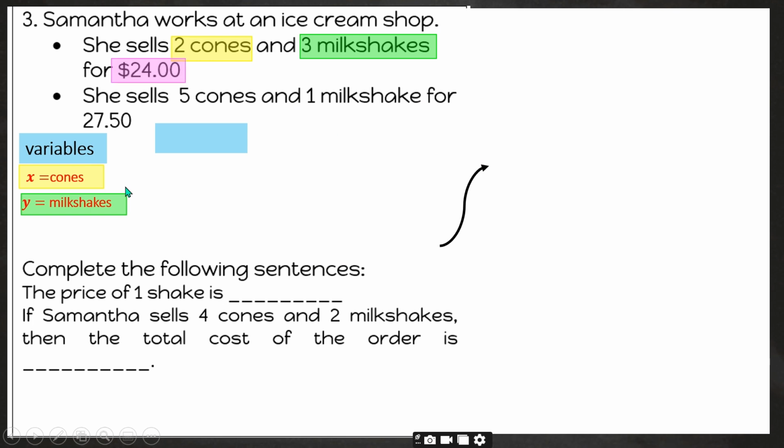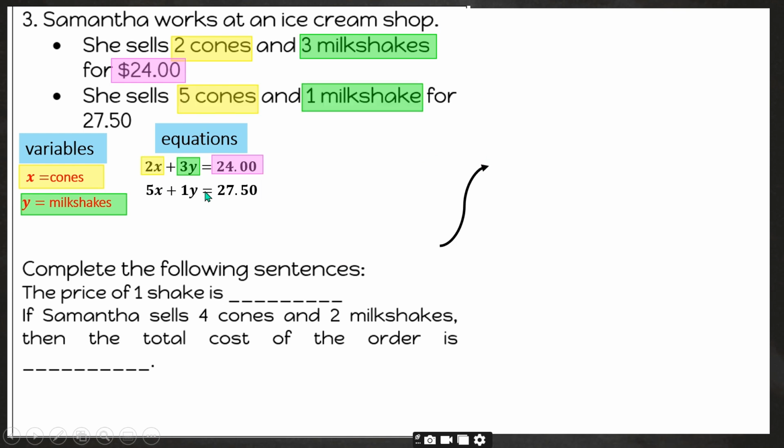And now I have to write an equation. So 2x plus 3y would be equal to 24 for this first scenario. And then 5x plus 1y, so 5 plus 1, is going to equal 2750 for my second scenario.